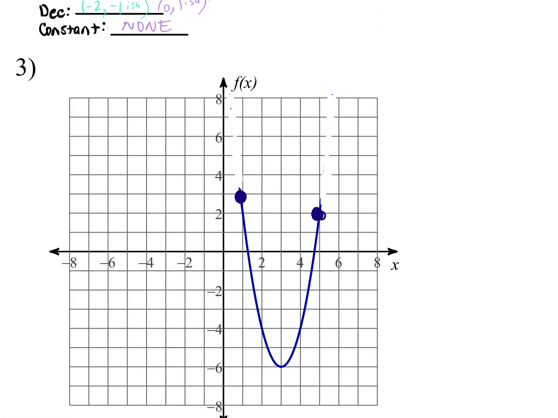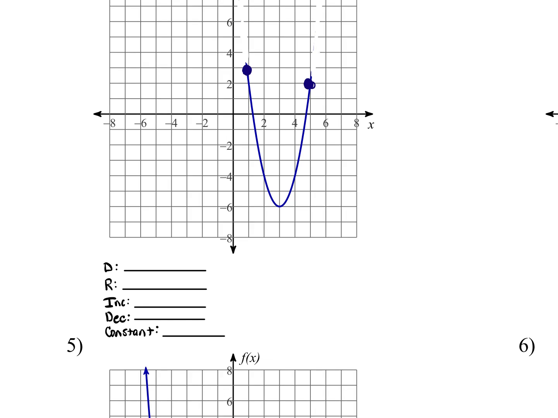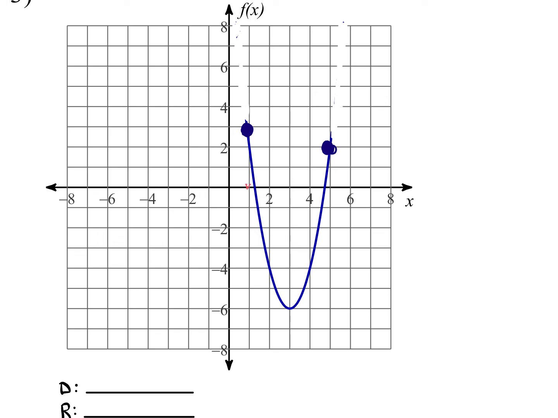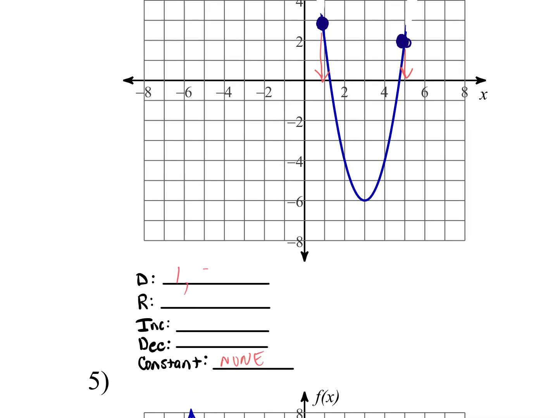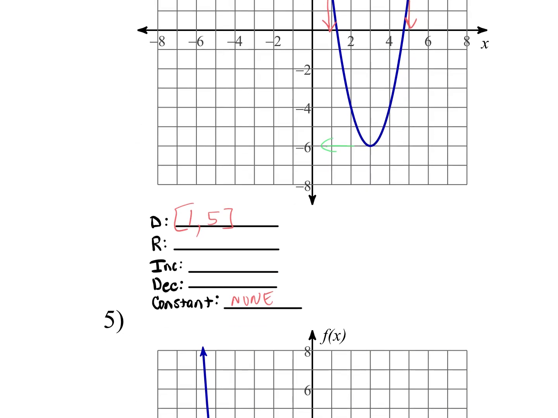Let's look at number 3. What do you guys notice about 3? There's closed circles. Good. Do you have any arrows? No. What can you answer right away? The constant. What is it, Bella? There's none. There's no place on this graph that just stays nice and pretty and flat. So let's talk about our domain. What is my domain here? 1 to what? Includes or not? Perfect. What's my range? What's the lowest this goes to the highest? -6 to 3. Include or not? Good.